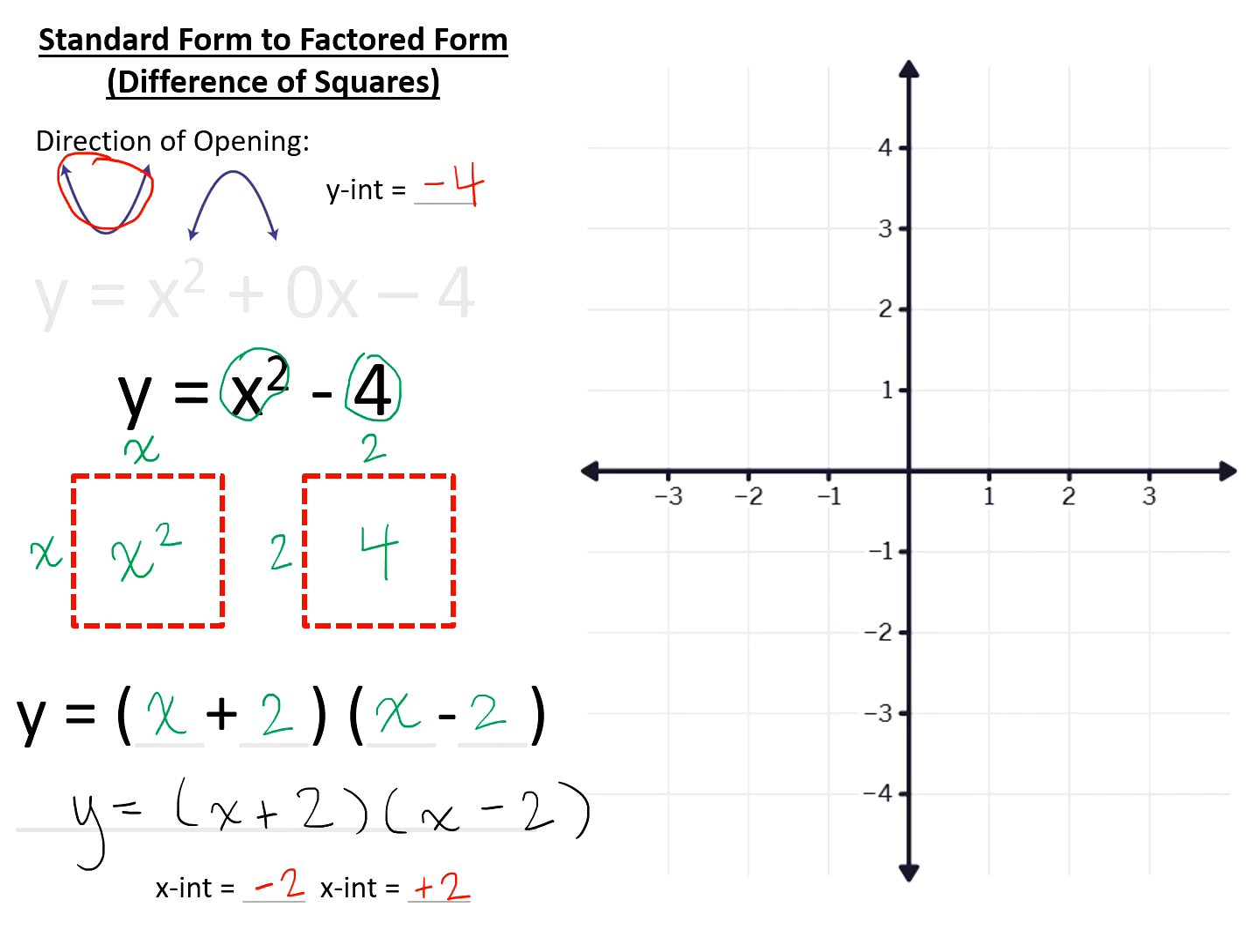We already know the x-intercepts are -2 and +2. From before, we know that the y-intercept is -4. If I do a rough sketch, my parabola would look like that.